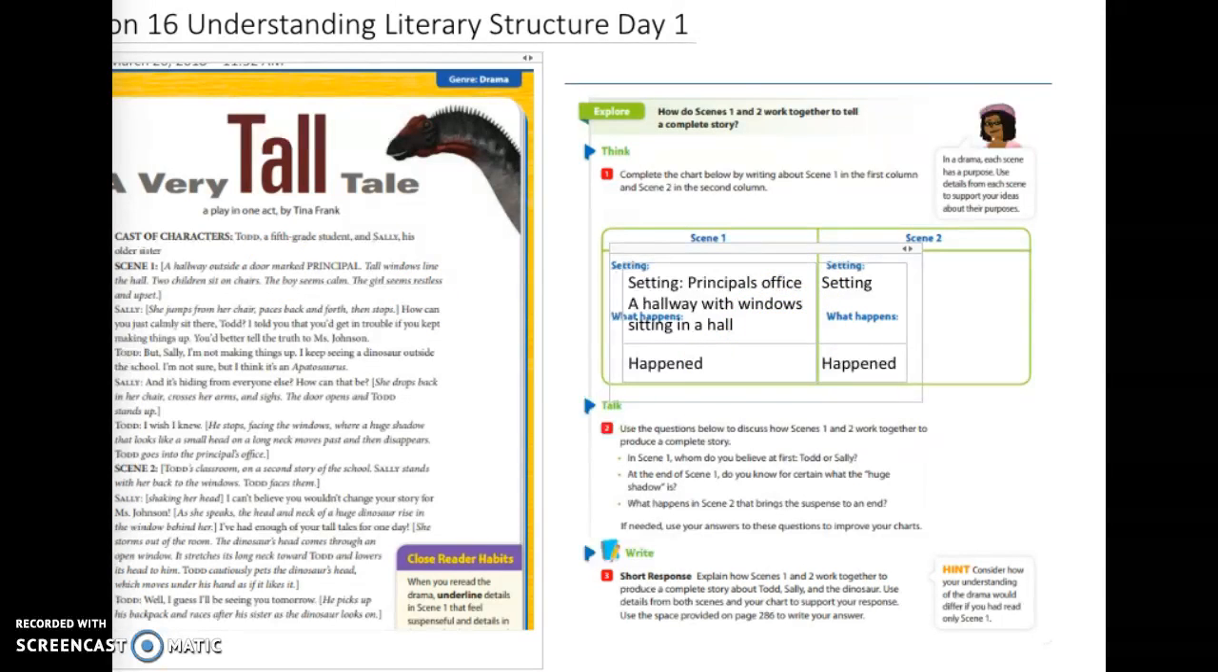Next, we're going to think about what to write about what happens. I'm going to start by rereading the dialogue. Sally warns Todd to tell the truth. She's accusing him of making things up. Since the title of the play is about tall tales or made-up events, I think this detail might be important. I'm going to write that detail in my What Happens chart. So I'm going to write Sally accuses Todd of making things up.